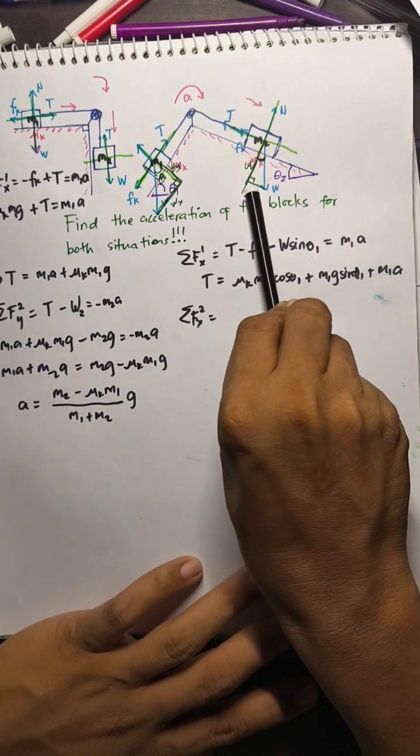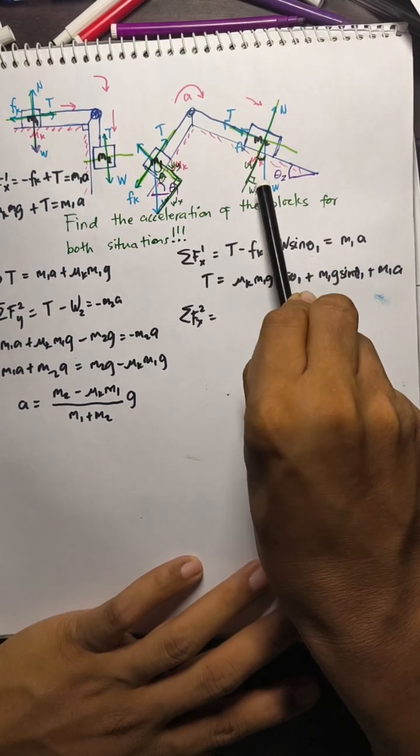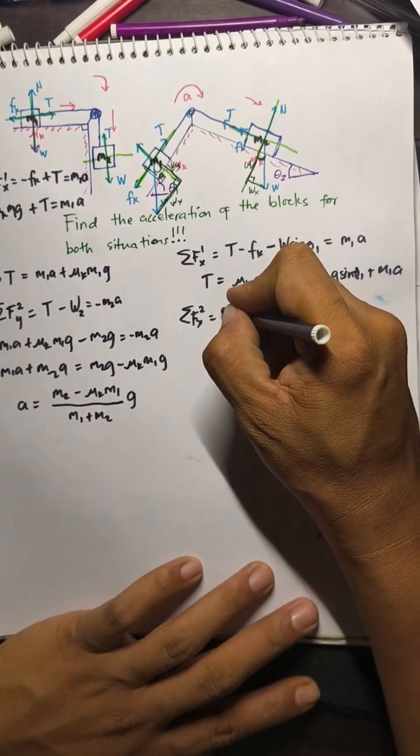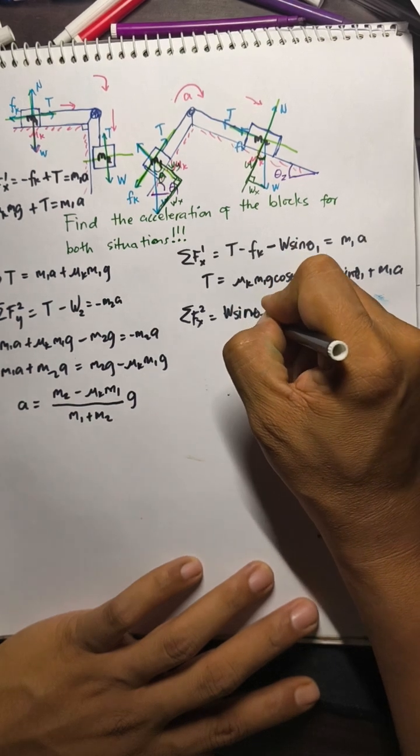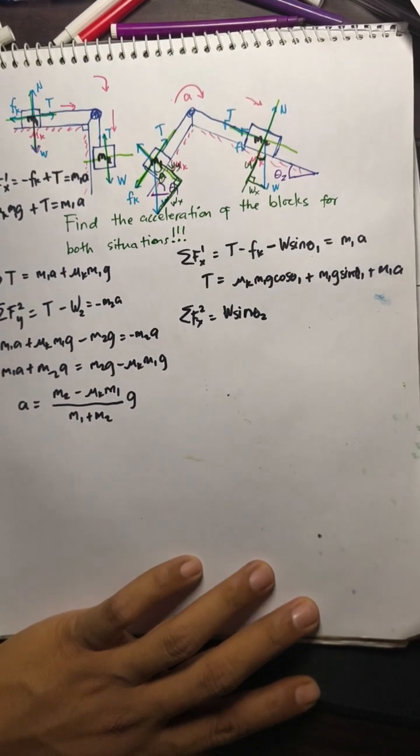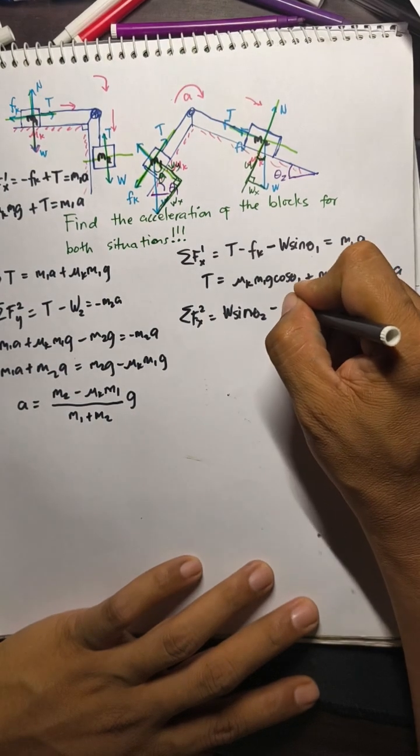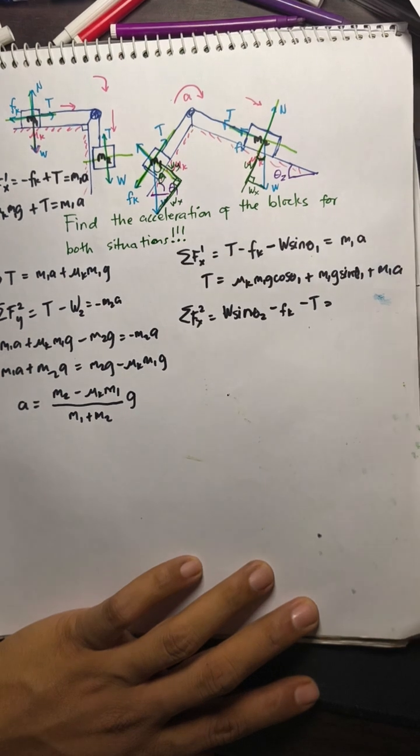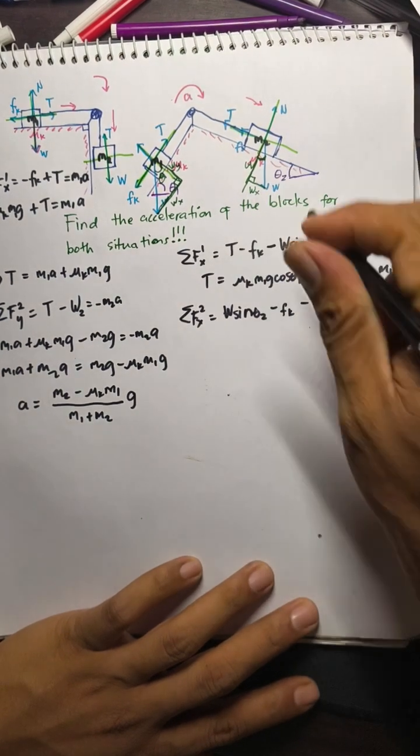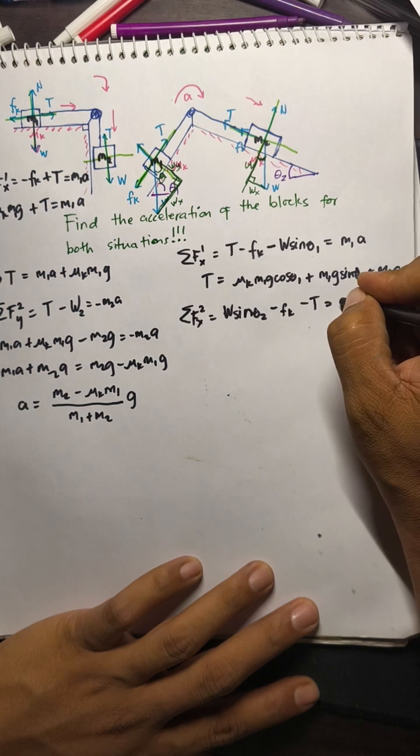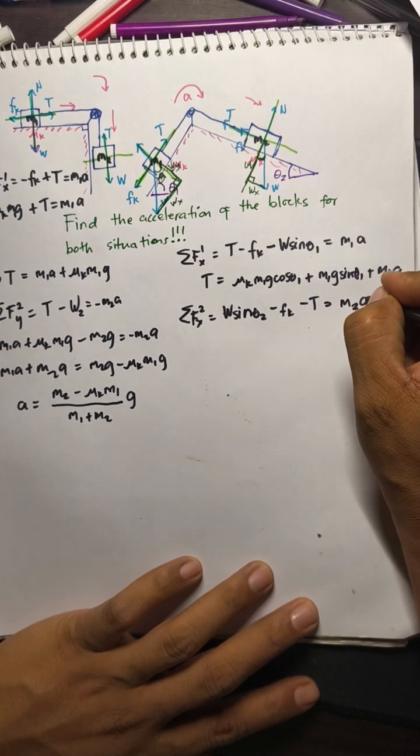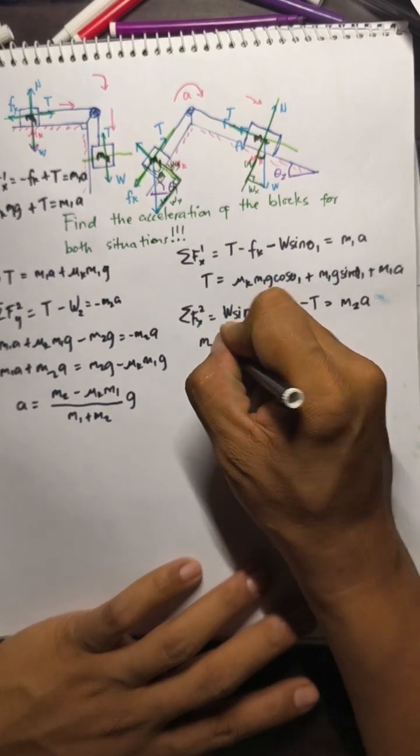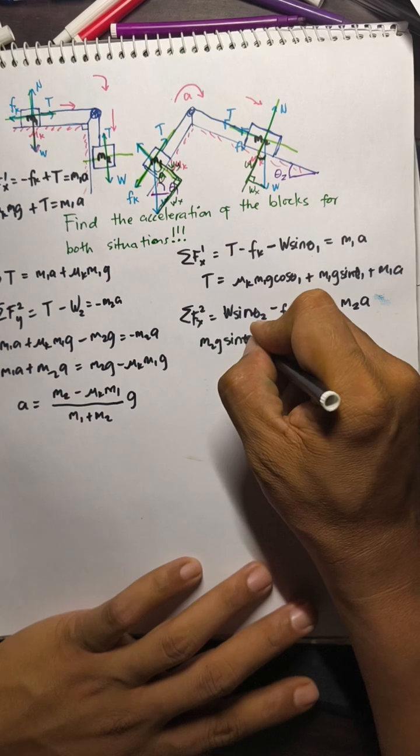So weight x, the hypotenuse is the weight, so that is just weight times sine of theta 2. I'll write this as weight sine of theta 2. Now, in the negative direction, that is minus Fk, minus T equals what? Since we are now on the second mass, this is m2a. This W here is just m2g sine of theta 2.